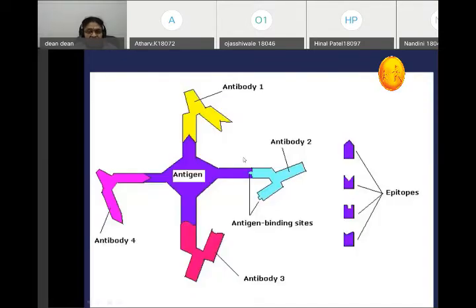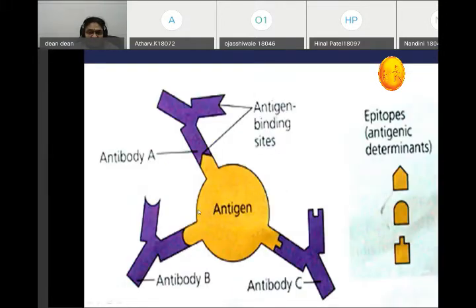You can see this is an antigen molecule. If you see, there are 4 sites or antigenic determinants present on this antigen. You can see the functional valency is 4. Another example where you can see antigen with 3 antigenic determinants. So functional valency of this antigen molecule is 3.